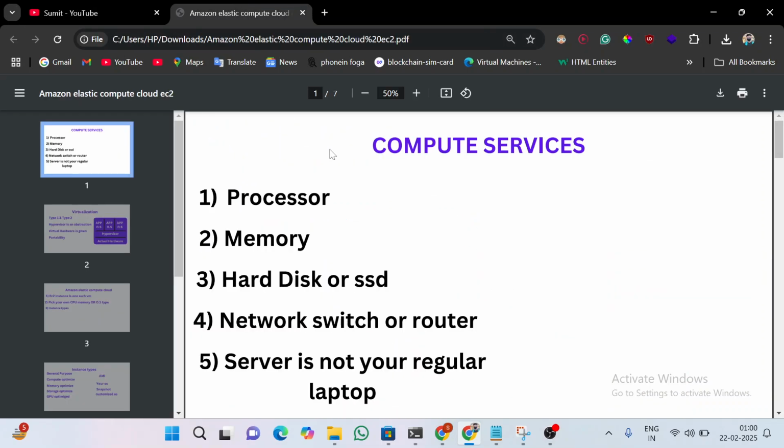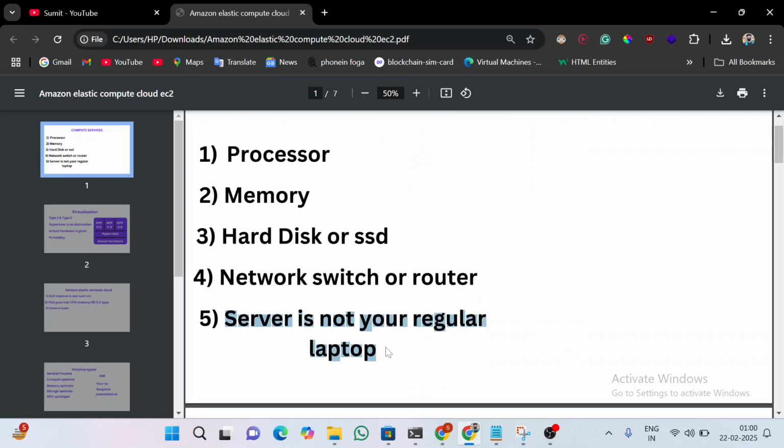So let's proceed. The compute service consists of processor, memory, storage, and networking devices. Of course, we need a processor, that is the obvious thing. Second, we need memory like RAM. Third, we need storage devices like an SSD or a hard disk. And fourth, of course, we need routers and switches. It could be a wireless Wi-Fi NIC, a network interface card, or an Ethernet port.